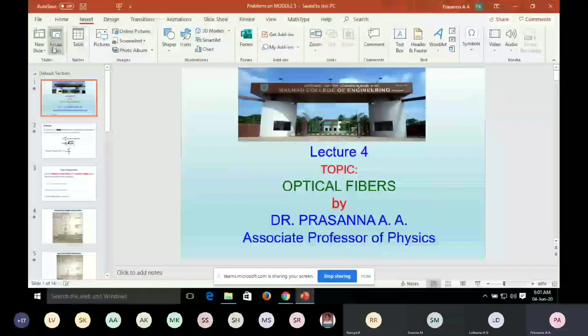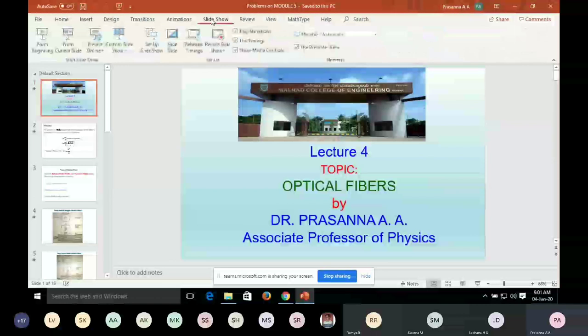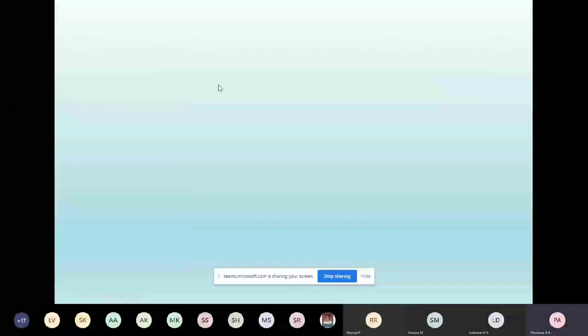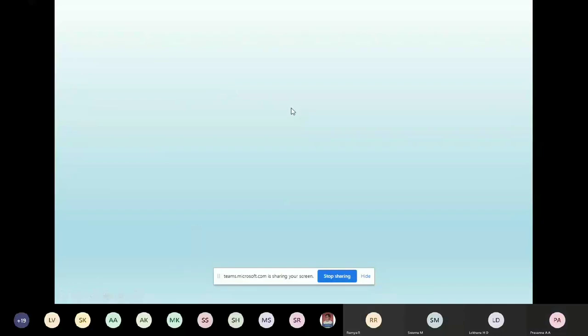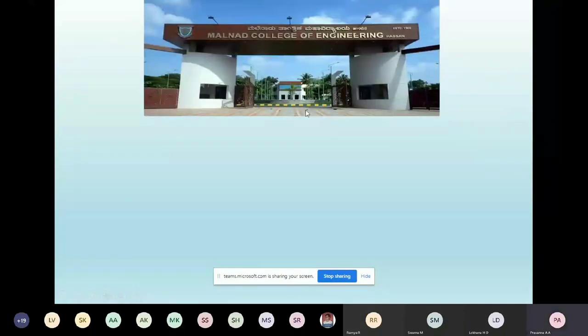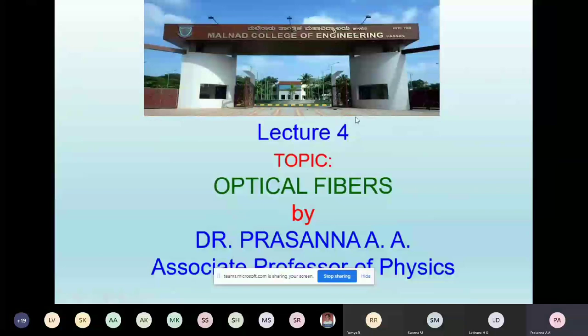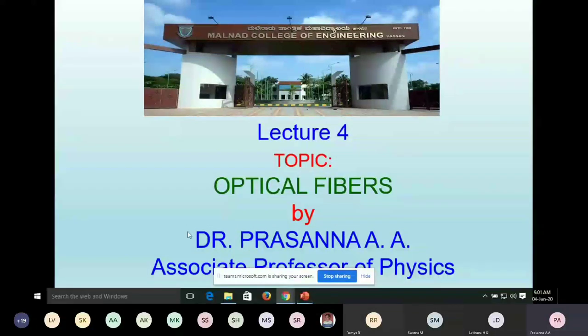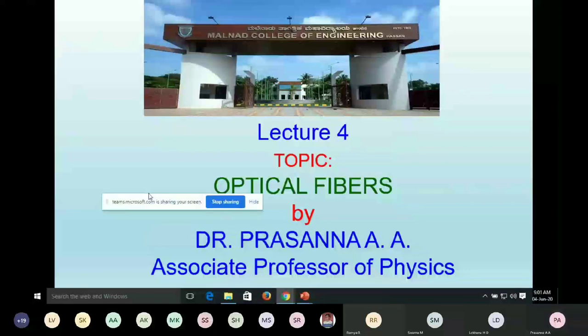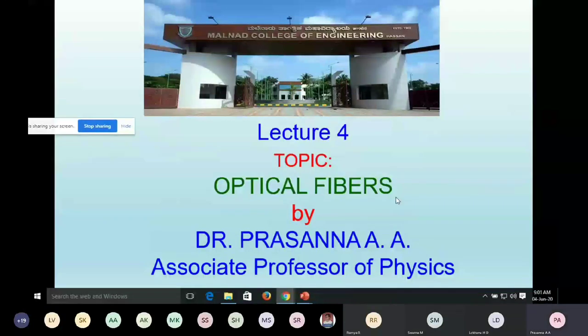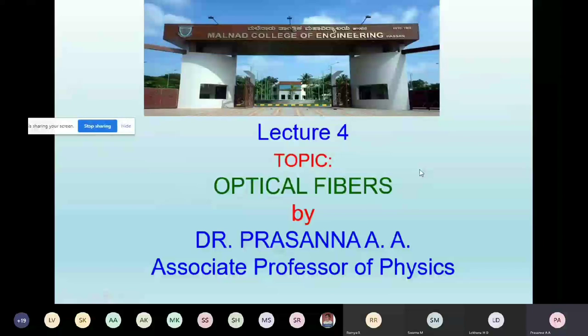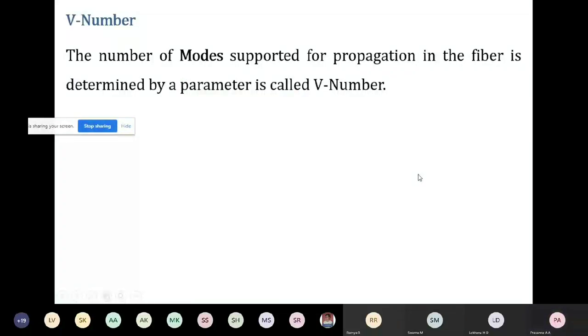In the last class, I had stopped at probably the V number. Means I did not talk about the V number. V number means it is a parameter that is used in estimating the number of rays or the number of modes that are propagated. So in this lecture, let us start with this particular parameter.